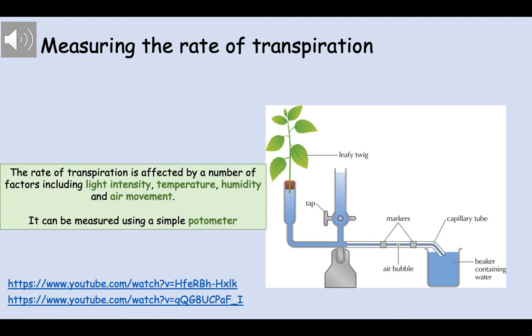You could do the same with light intensity, so you could put a lamp closer to the plant, and as the light intensity increases, so should the rate of transpiration, and again, the air bubble should move quicker than without the lamp being there. So this is a very nice and relatively simple way to measure the rate of transpiration, and I appreciate that in an ideal world you would be seeing this in a classroom setting.